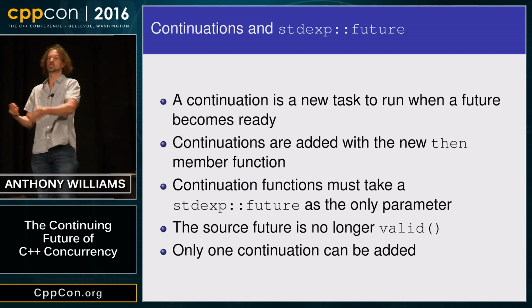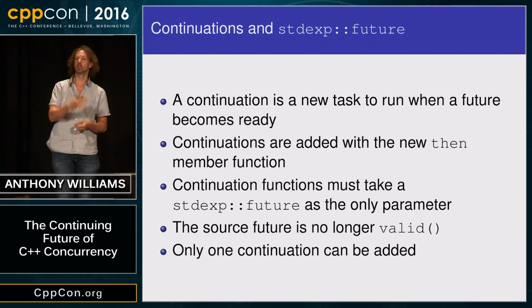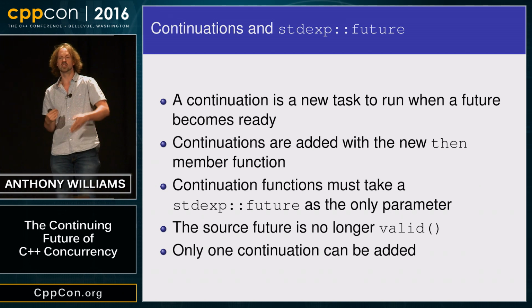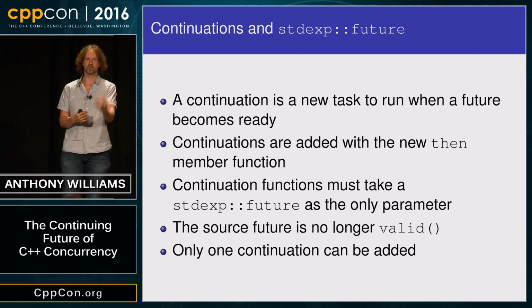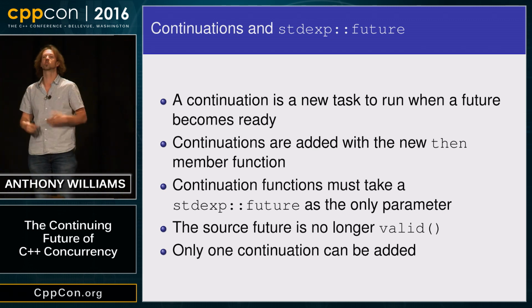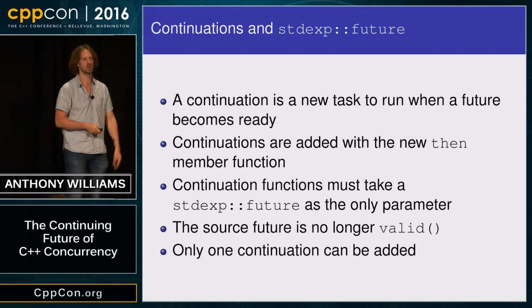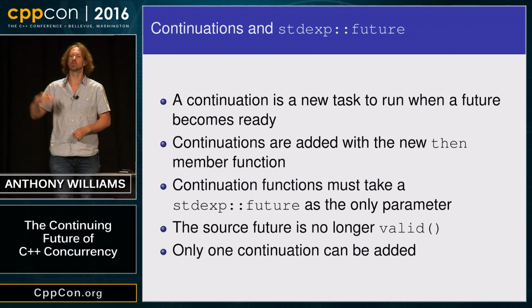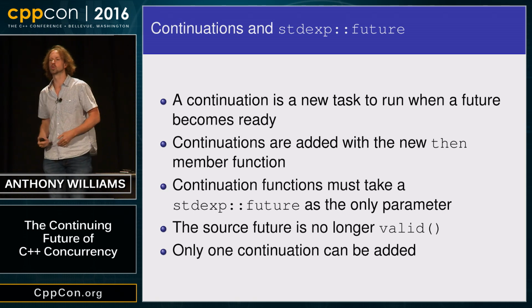And the source futures are one-shot things, so normally if you get the value from a future, then that future is no longer valid. So similarly, if you chain a continuation on a future, your source future is no longer valid because it is going to be passed into the continuation. And instead, you've got a new future to hold the result from the continuation. And all this means that on any given future, only one continuation can be added, but of course, you can chain them.